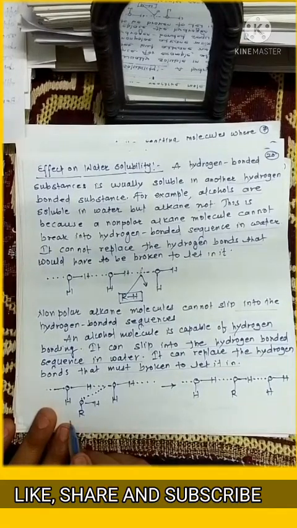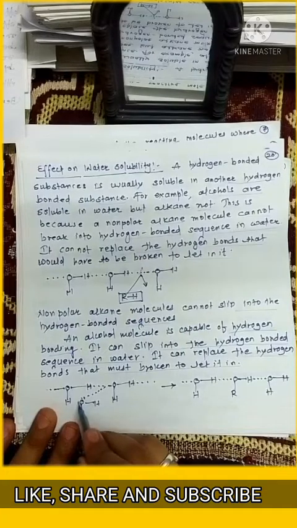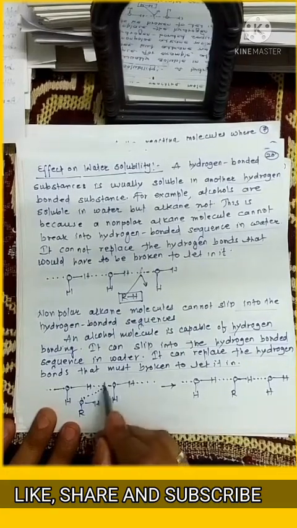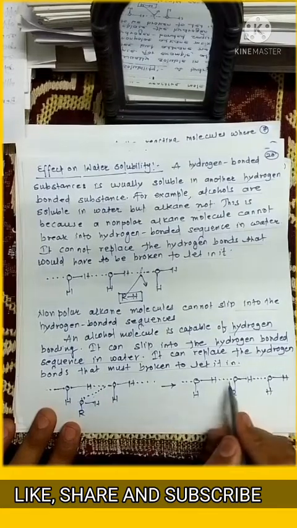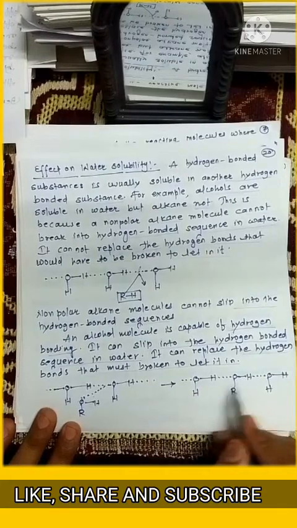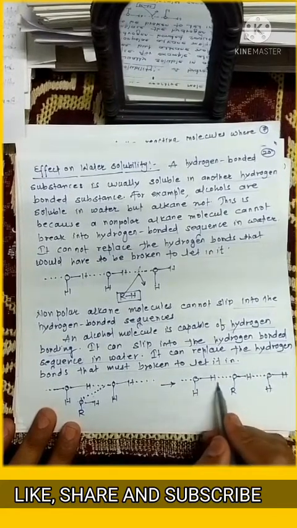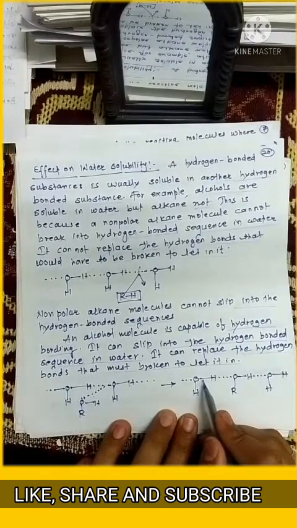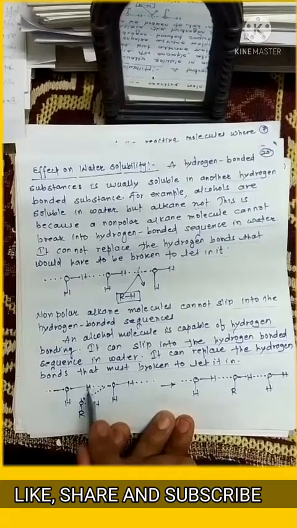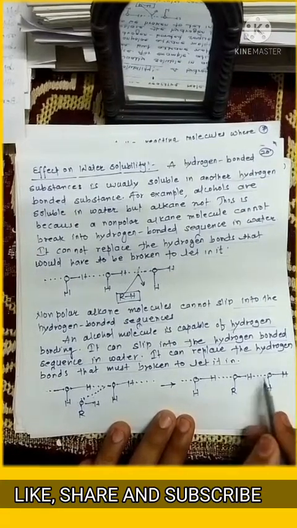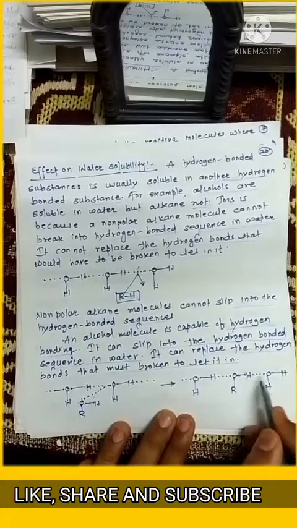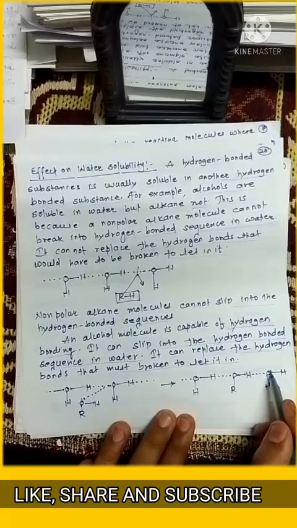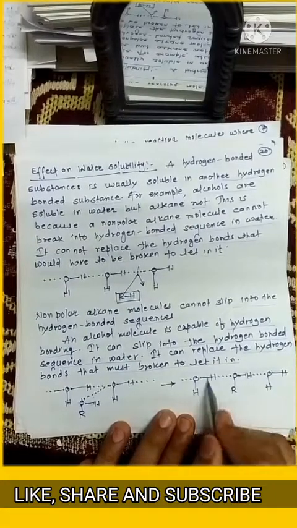Alcohol molecule is capable. Alcohol molecule also has a hydrogen bond. So because of that, this alcohol molecule is capable of replacing this hydrogen bond and forming a new hydrogen bond with the oxygen of alcohol. So just see in this diagram, the hydrogen bond between two water molecules is now replaced with a hydrogen bond between the alcohol molecule and the oxygen atom of water.